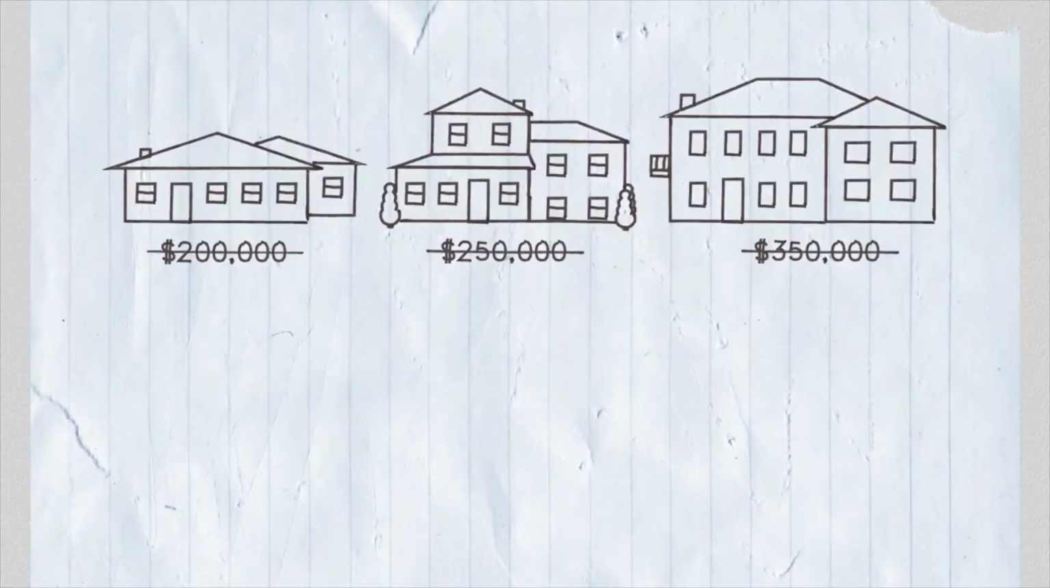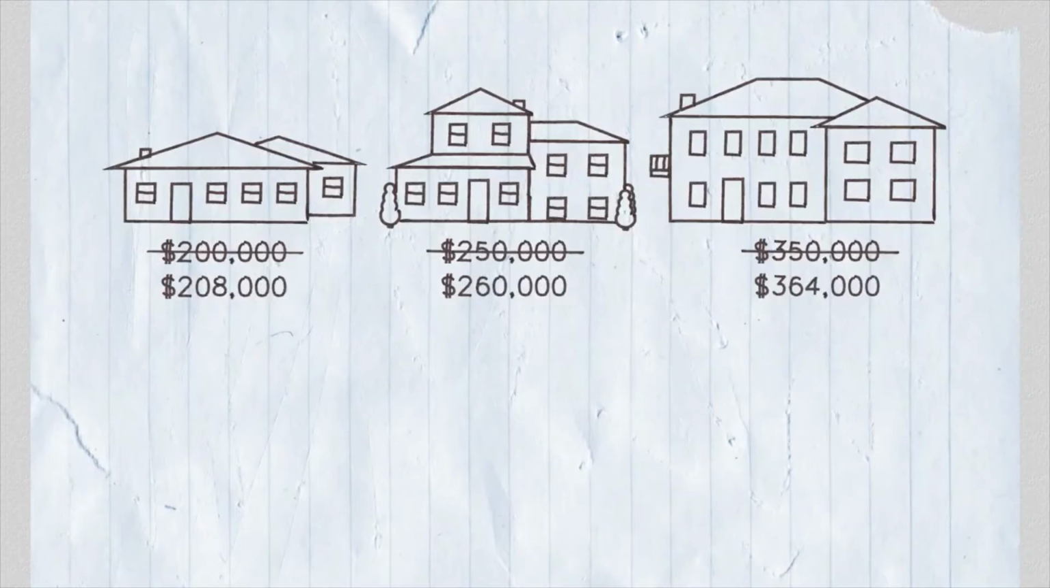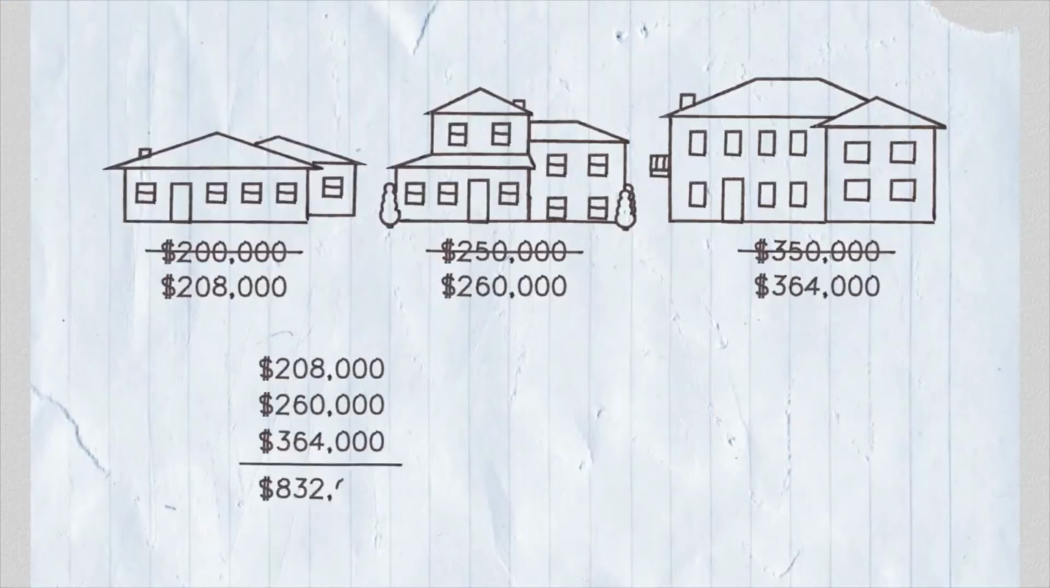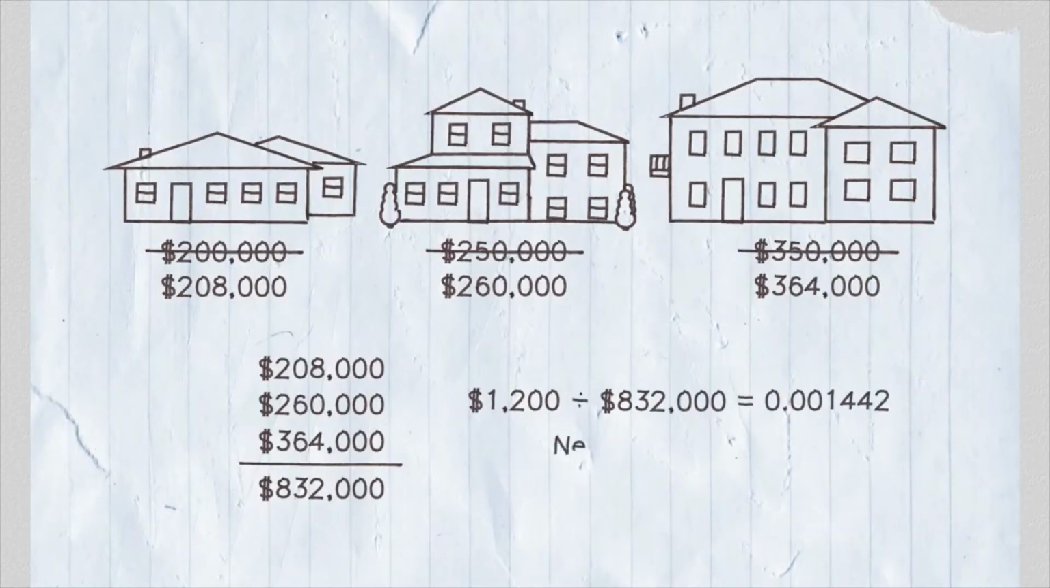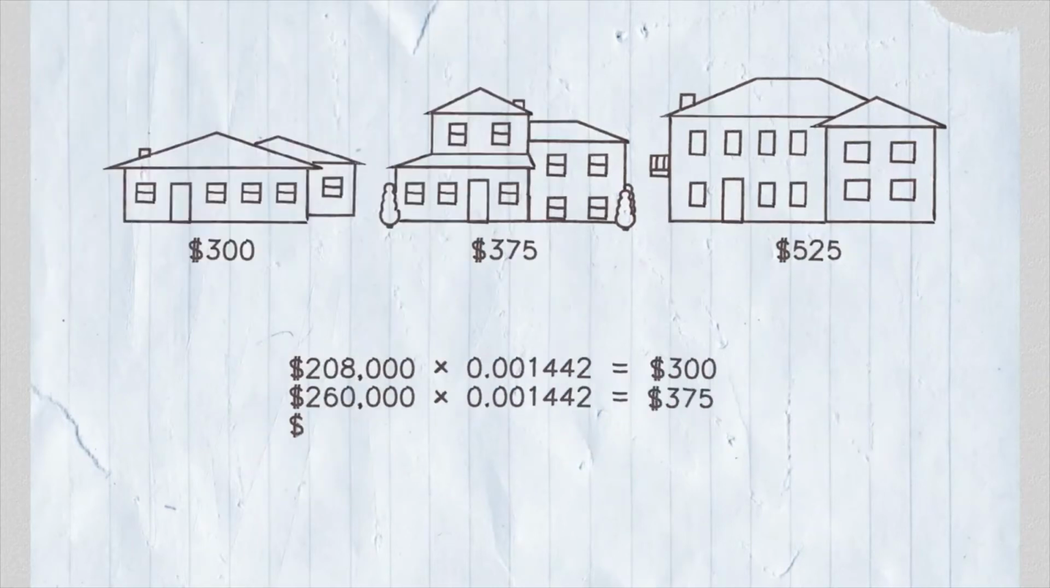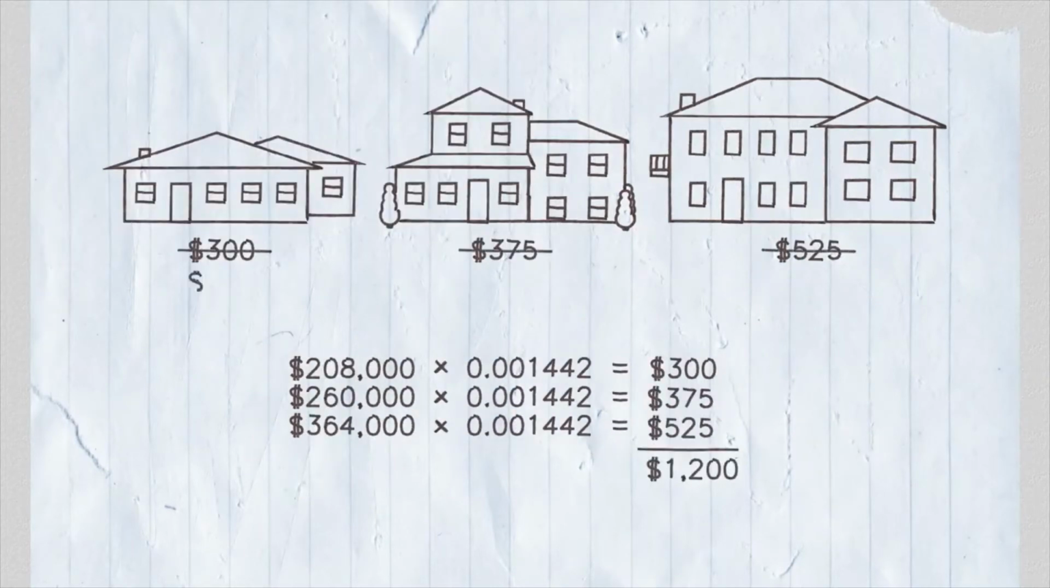Let's imagine that another year has passed and that property values have increased by 4%. Now, let's imagine that the cost of providing services has remained the same, $1,200. The tax rate is the cost of services divided by the total assessment. The result is that all owners still pay the same tax as before because the cost of services has not changed.